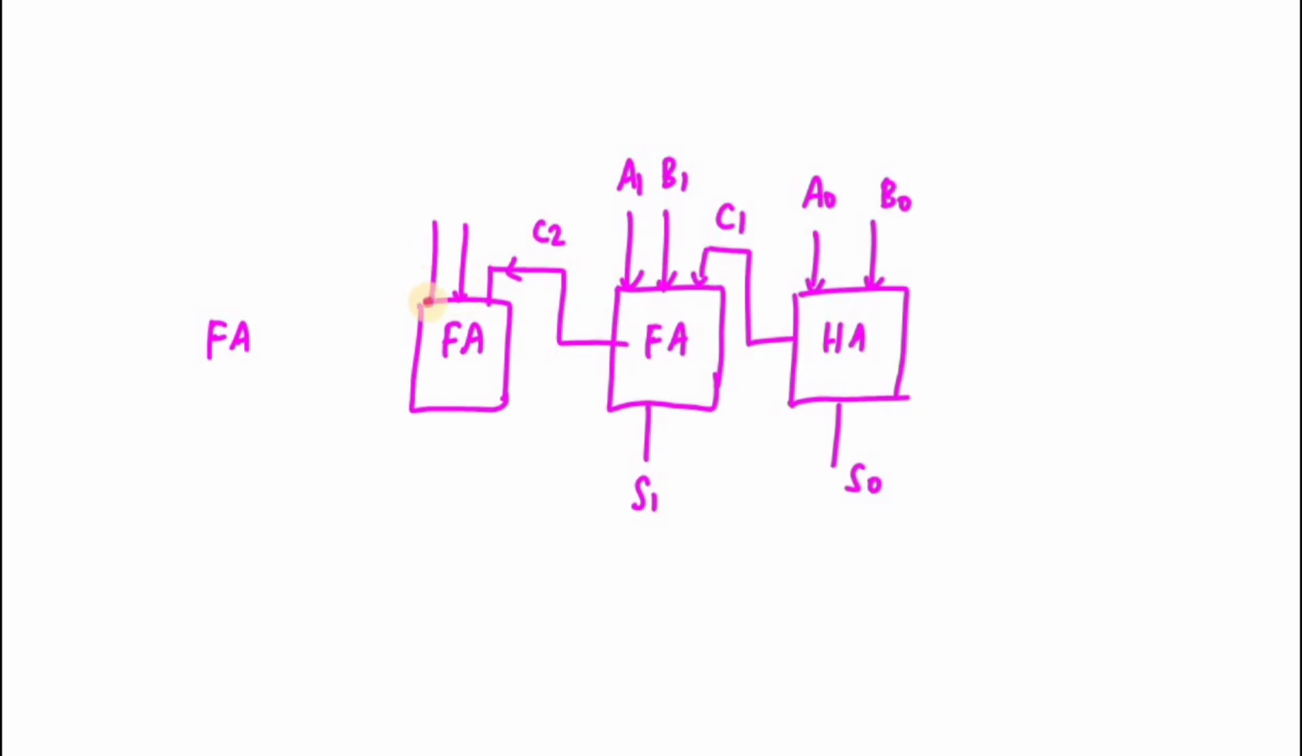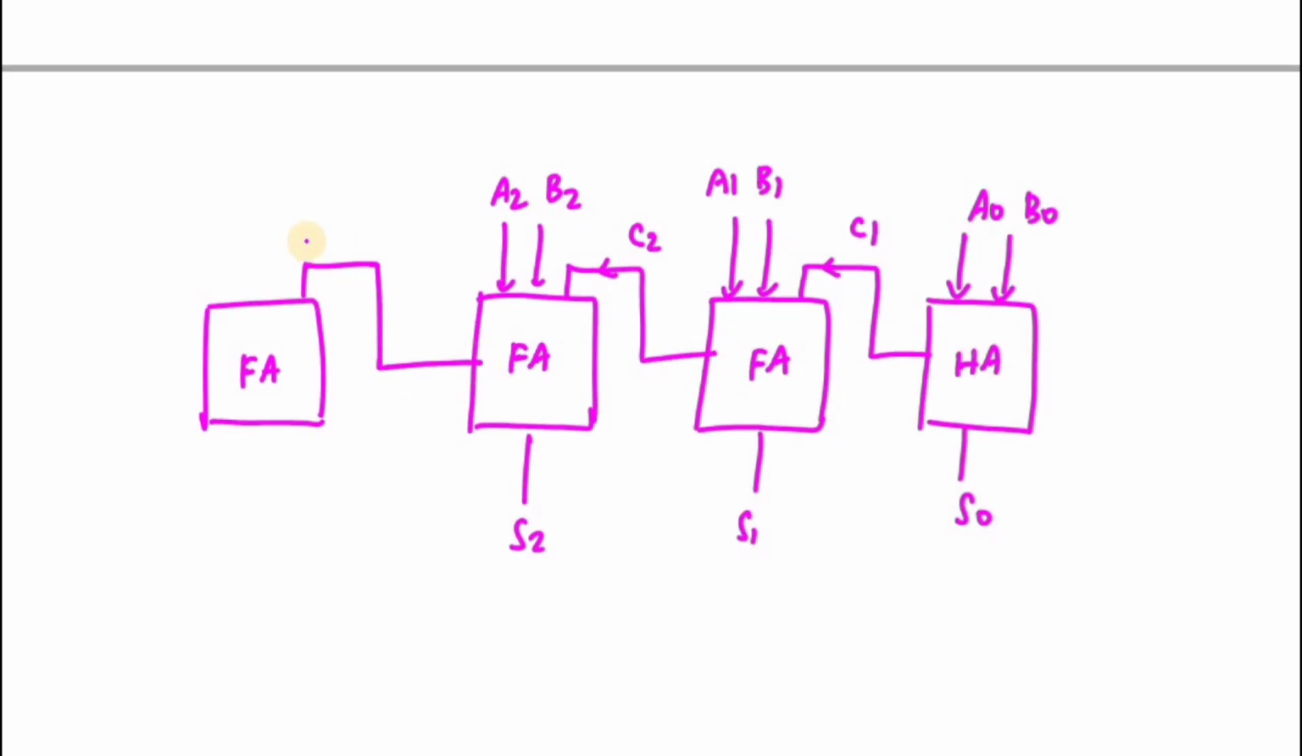Again, this full adder is to add A2 and B2, so that I will get the answer as S2, and the output of this one is C3. Now this one again I add with A3 and B3, in order to obtain S3, and the output of this one is carry.